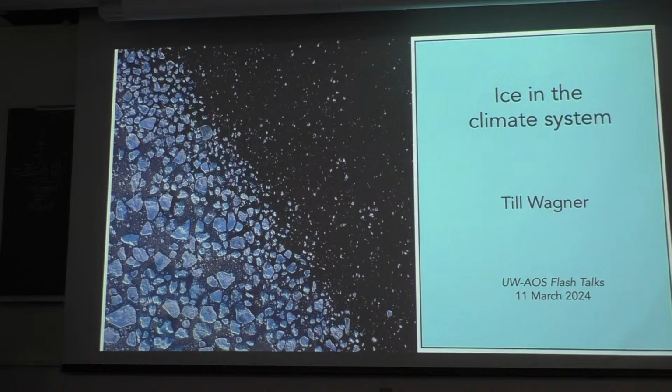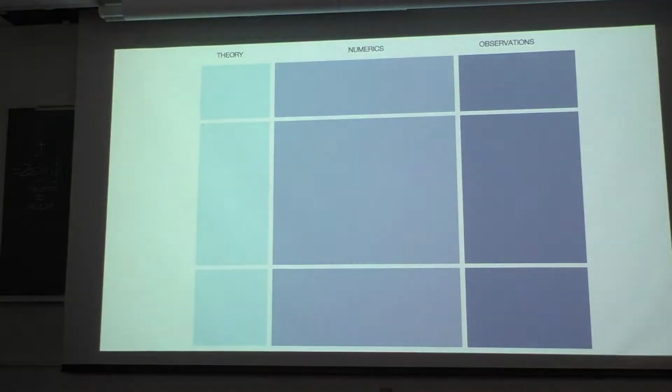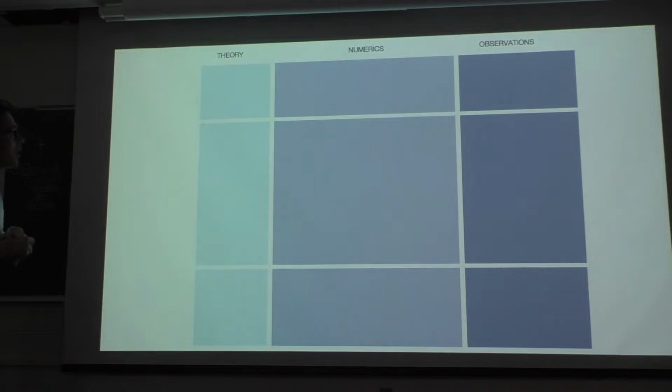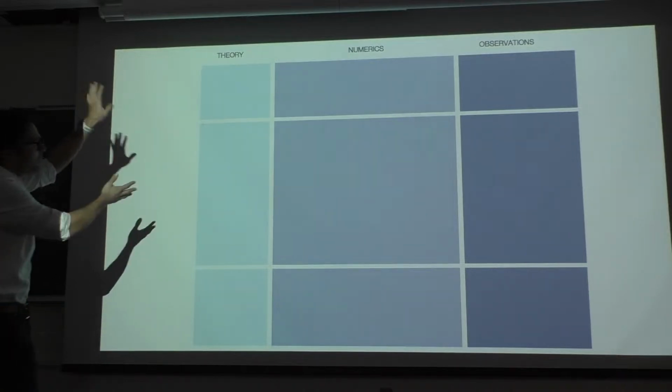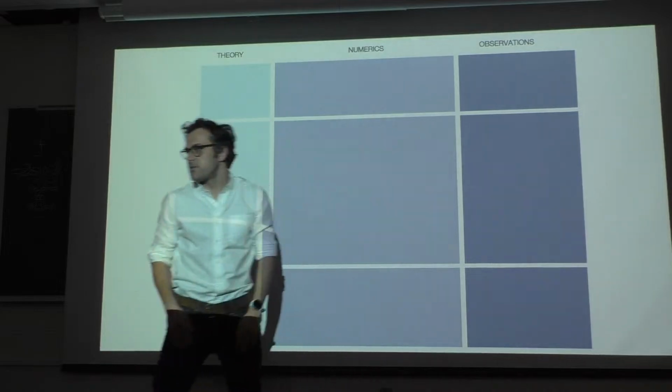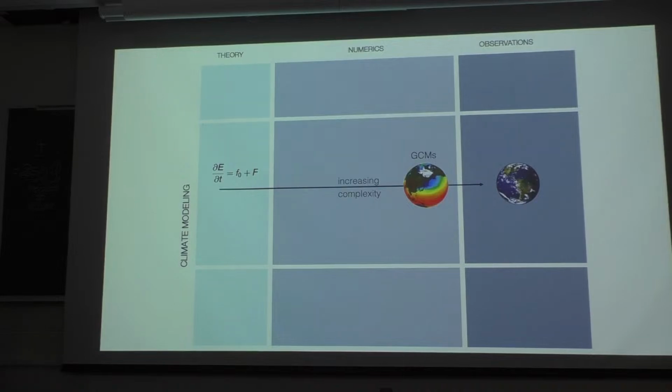So here we go. I've tried to make a little schematic of what we cover in my group. My background is quite theoretical, and then I brought in some numerics, and I've always been interested in observations. That is as close to a non-slide as you get, because that basically covers everything, right? So the biggest part here in the center is climate modeling, because that's the heart and focus of what we do.